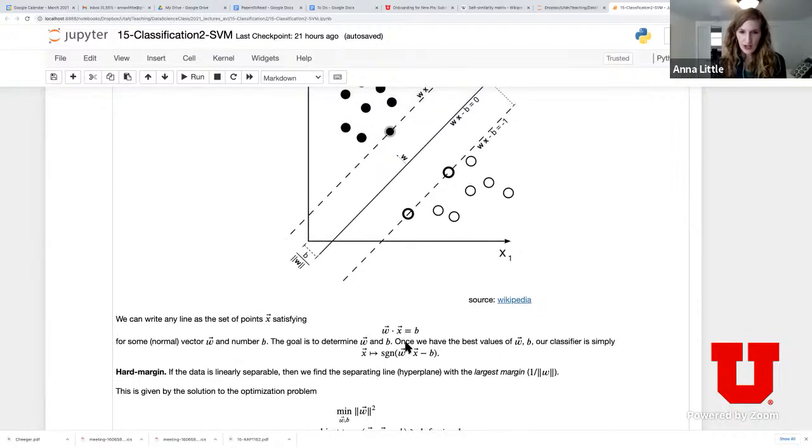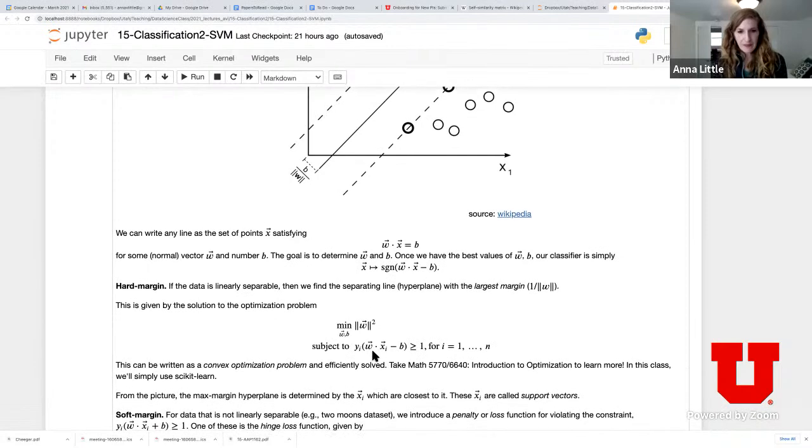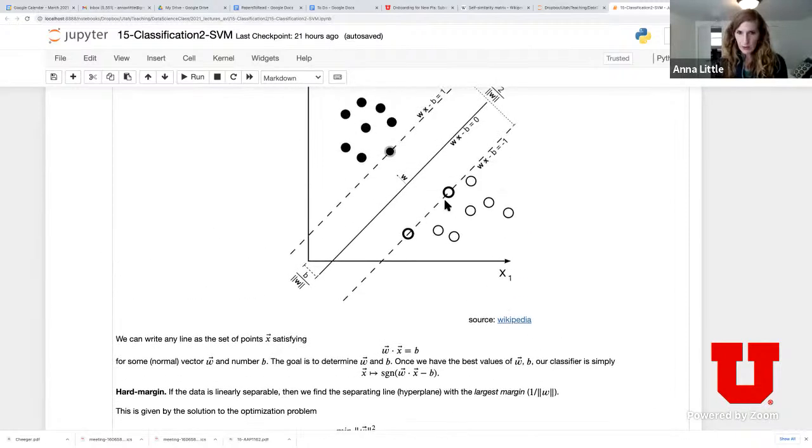Okay, so that's the idea. And we'll start off with the hard margin case, even though that's not what we usually do in practice, because usually data is not perfectly separable. But if we go with a hard margin, then if the data is linearly separable, we find the separating line or plane with the largest margin, which is this 1 over the norm of W, right? So that would just be the distance from here to this closest point.